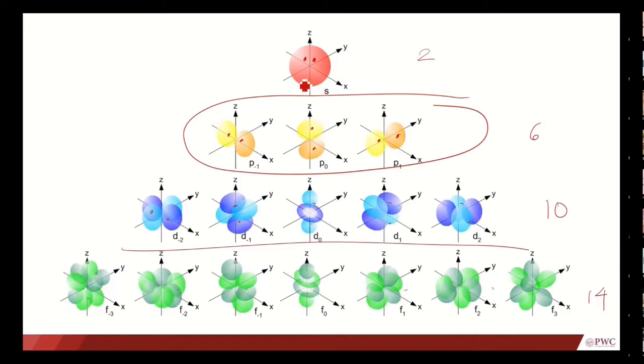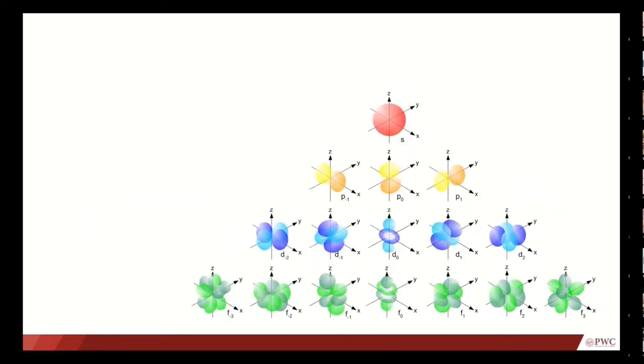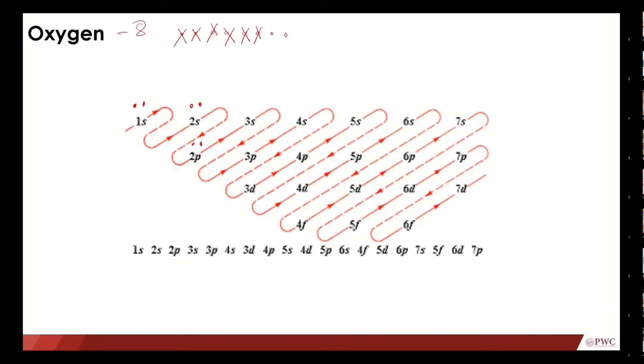Okay, so again, in summary, the s orbital can hold up to 2 electrons. The p can occupy up to 6 electrons. The d can hold up to 10 electrons. Then the f can hold up to 14 electrons. That's also on your table of elements, right? Okay. S up to 2, P up to 6, D up to 10, F up to 14.